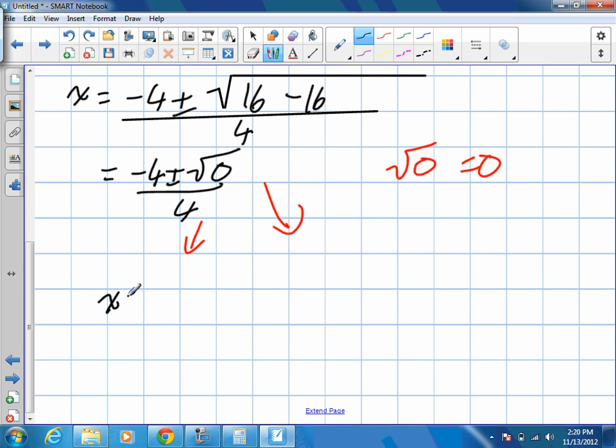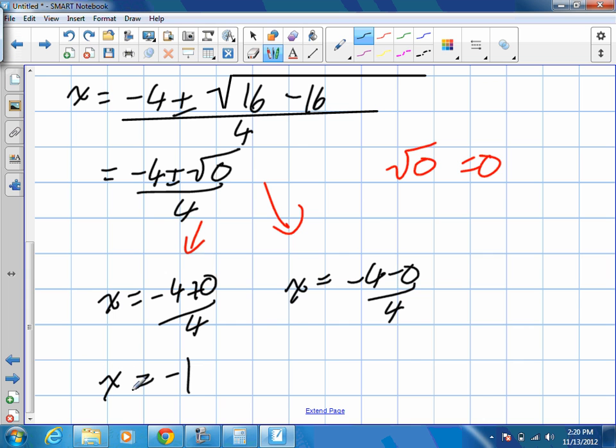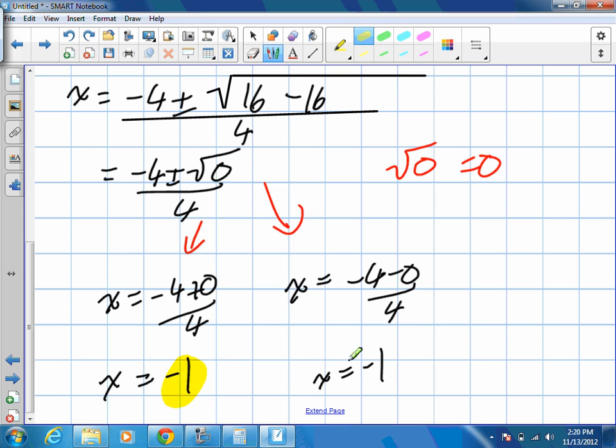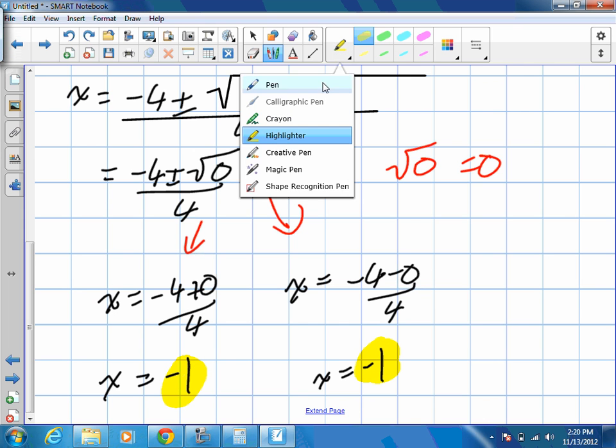x will be equal to negative 4 plus 0 divided by 4, and x will be equal to negative 4 minus 0 divided by 4. Negative 4 plus 0 is negative 4, divided by 4 is negative 1. Same thing over here. Our x-intercepts are what? So in other words, we only have one. When our bracket reads 0, we only have one x-intercept.